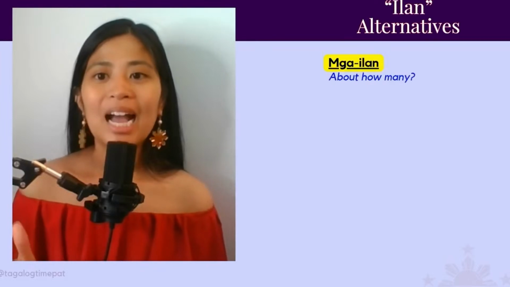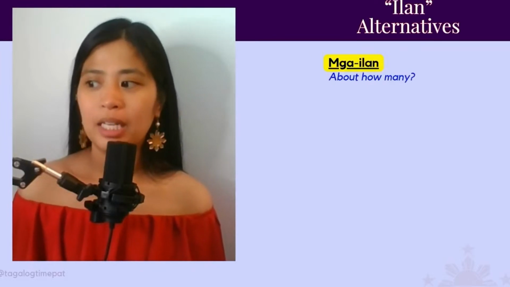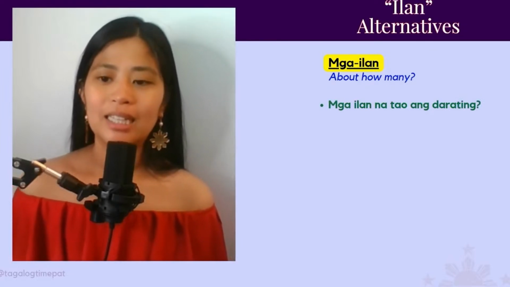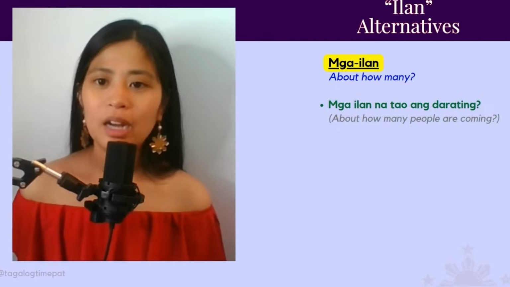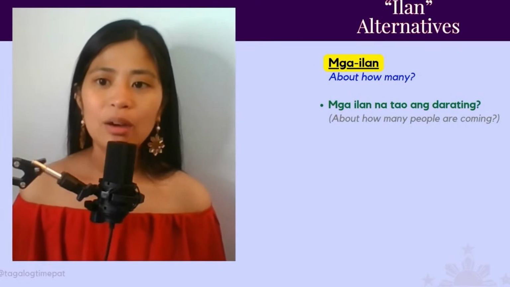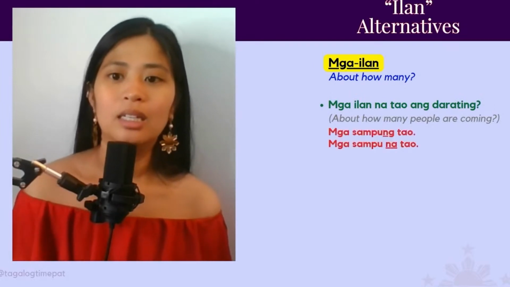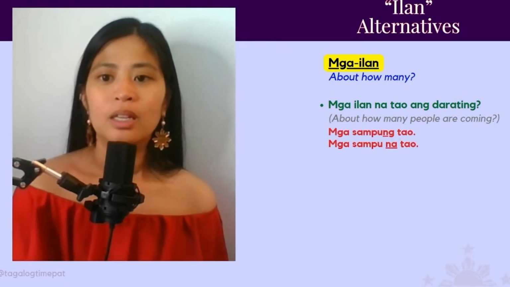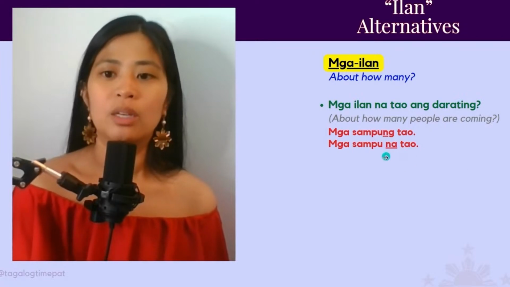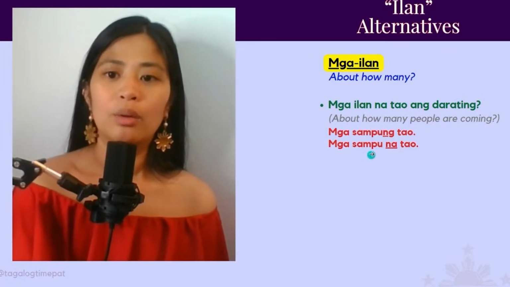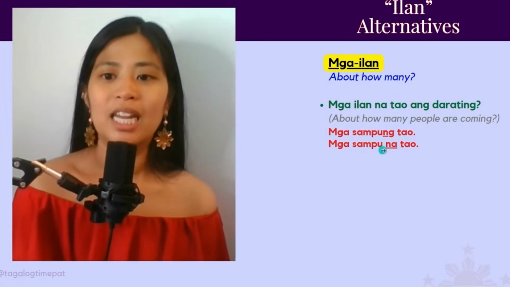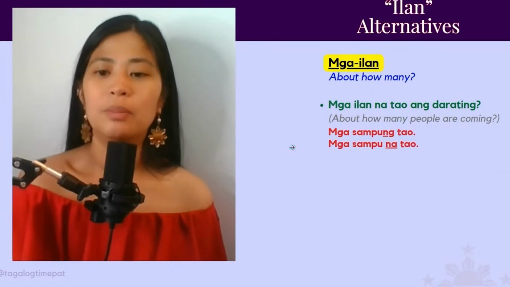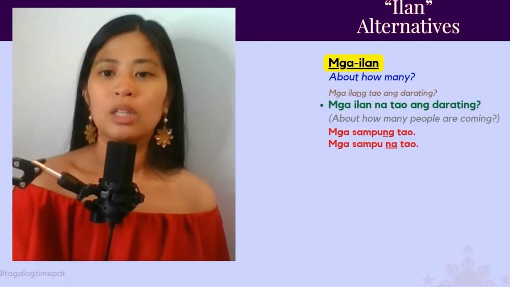And lastly, mga ilan means about how many. So, mga ilan na tao ang darating? About how many people are coming? You could say mga 10 tao or mga 10 na tao. There's the contraction that you can make when the adjective or when the number ends in a vowel. Just add the ng at the end. So about 10 people, mga 10 tao.